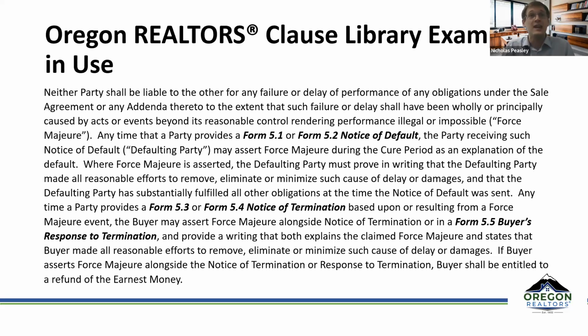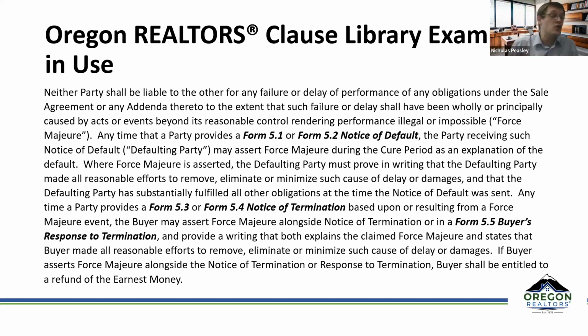If someone says, hey, you promised me you would have a clean house by closing, and the other party says, are you crazy? There was a snowstorm. No one could get within miles of this house. There was no cleaning that could have been done. You can use that as an explanation for your default. When force majeure is asserted, the defaulting party must prove in writing that the defaulting party made all reasonable efforts to remove, eliminate, or minimize such cause of delay or damages, and that the defaulting party has substantially fulfilled all other obligations at the time of the notice of default.